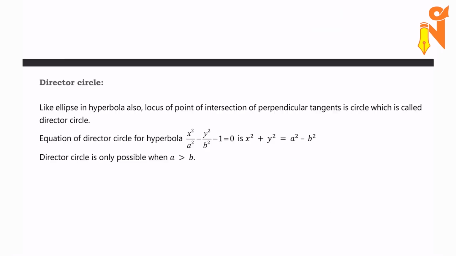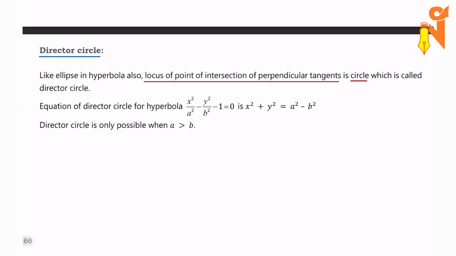Our next topic is director circle. Like ellipse, in hyperbola also, it is defined as the locus of point of intersection of perpendicular tangents. That locus will form a circle. That circle is called director circle.